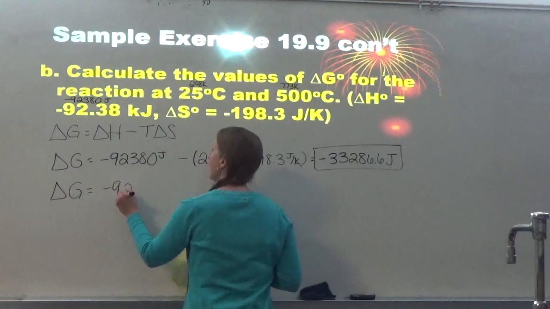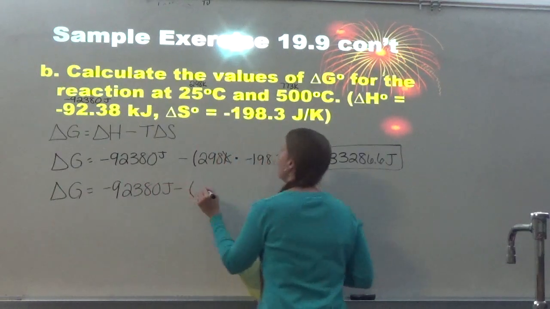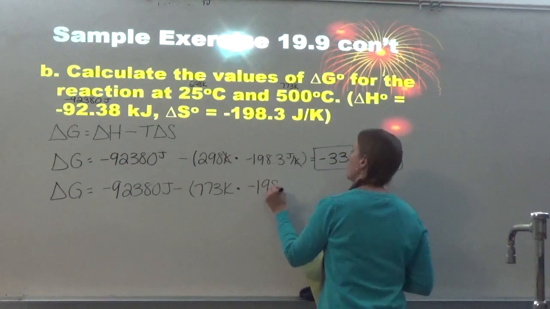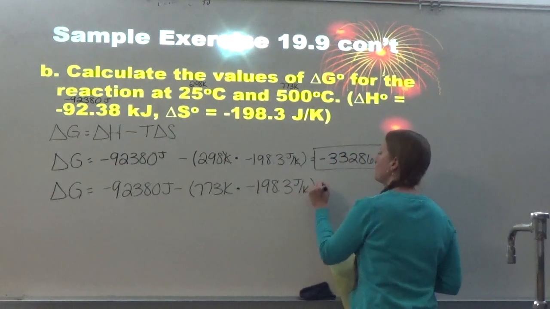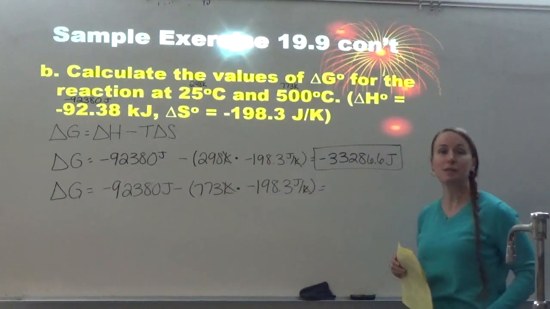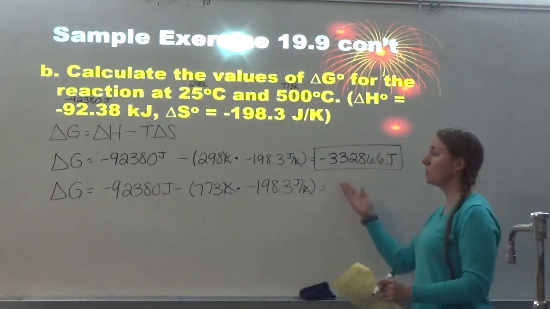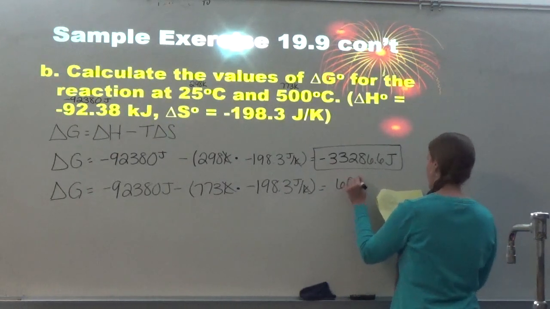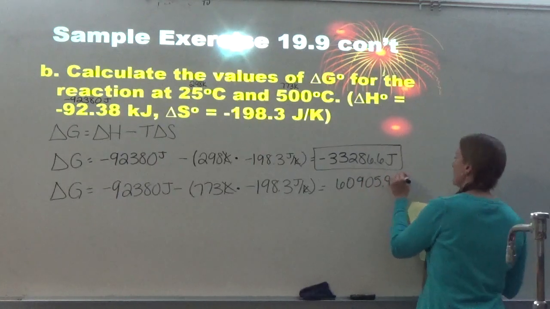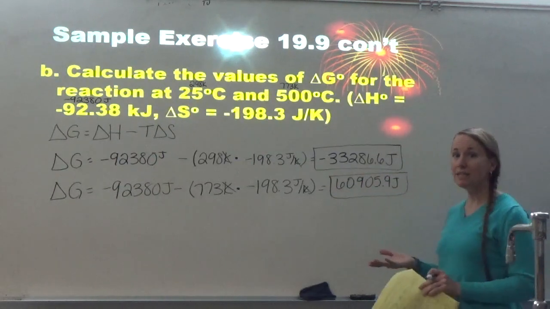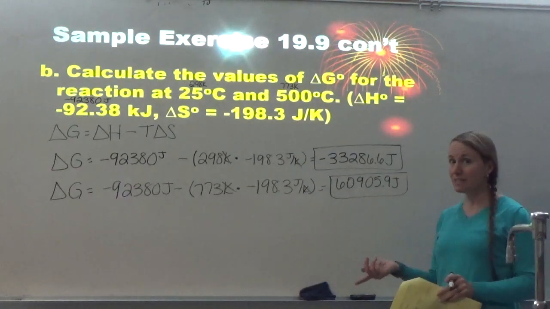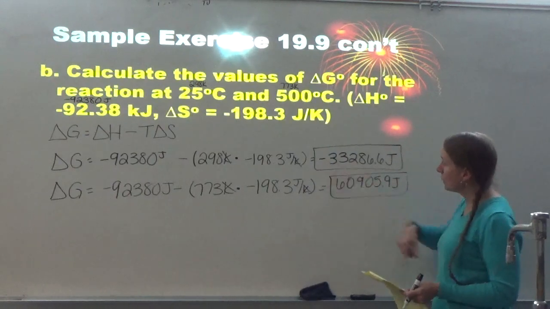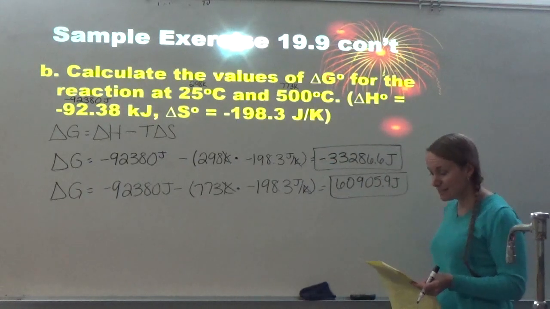So I keep the same delta H. This time I have 773 as my temperature times my same delta S. Remember, it told me at the beginning of this question to assume these don't change with temperature. Now we know they do change with temperature, but we're assuming they don't. Once I solved this one, I got 60,905.9 joules. So did our answer from part A make sense? We said that delta G becomes less negative or more positive, and in this case it sure did. It was negative 33,000, and now it's about positive 60,000.